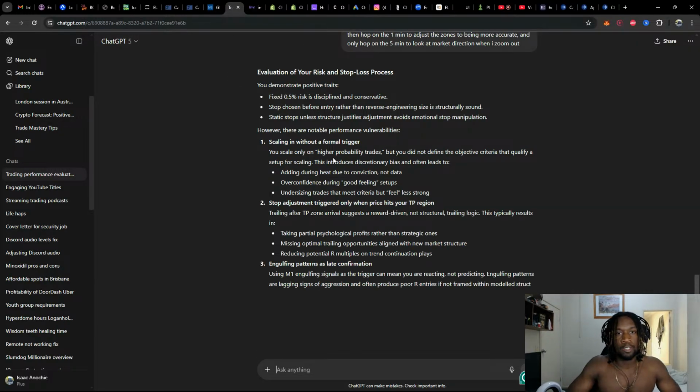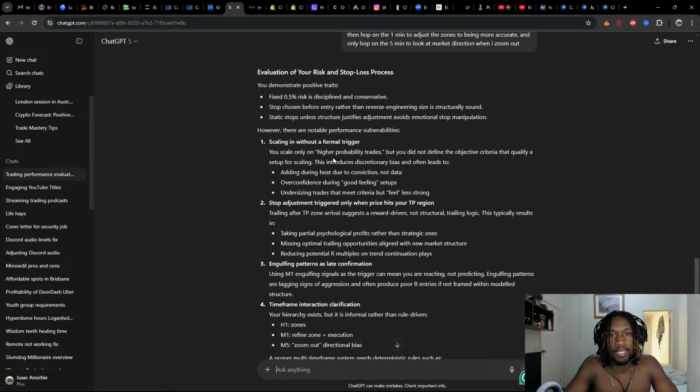You demonstrate positive traits: fixed 0.5 risk, disciplined and conservative, stop chosen before entry rather than reverse engineered, structurally sound, static stop unless structure justifies adjustment, avoids emotional stop manipulation. However, there are notable performance vulnerabilities. Scaling in without a formal trigger: you scale only on high probability trades, but you do not define the objective criteria that qualify a setup for scaling. Strategy bias often leads to adding during heat.